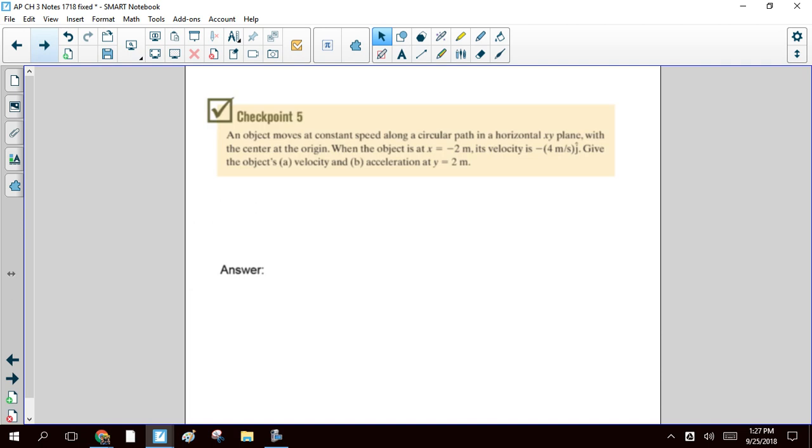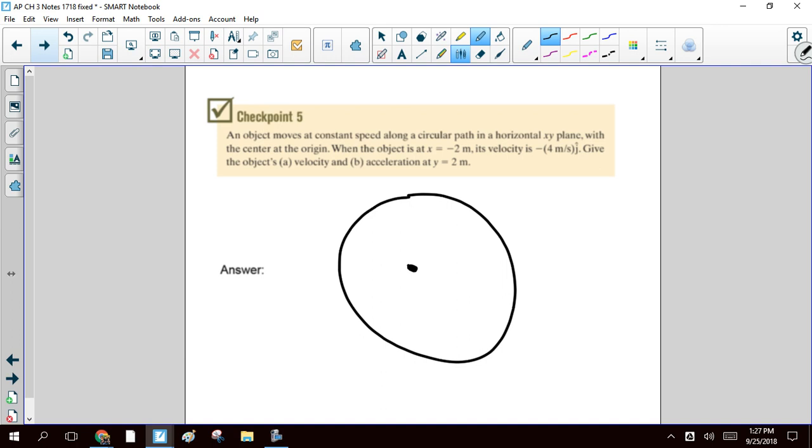All right, so let's apply all this to a problem. It says an object moves at a constant speed along a circular path in a horizontal xy plane with the center at the origin. When the object is at x equals -2, the velocity is -4j. So let's draw it. Here's our circle, here's the center at the origin, x and y axes. When the object is at x equals -2, the velocity is -4j. Let's draw on our vectors.